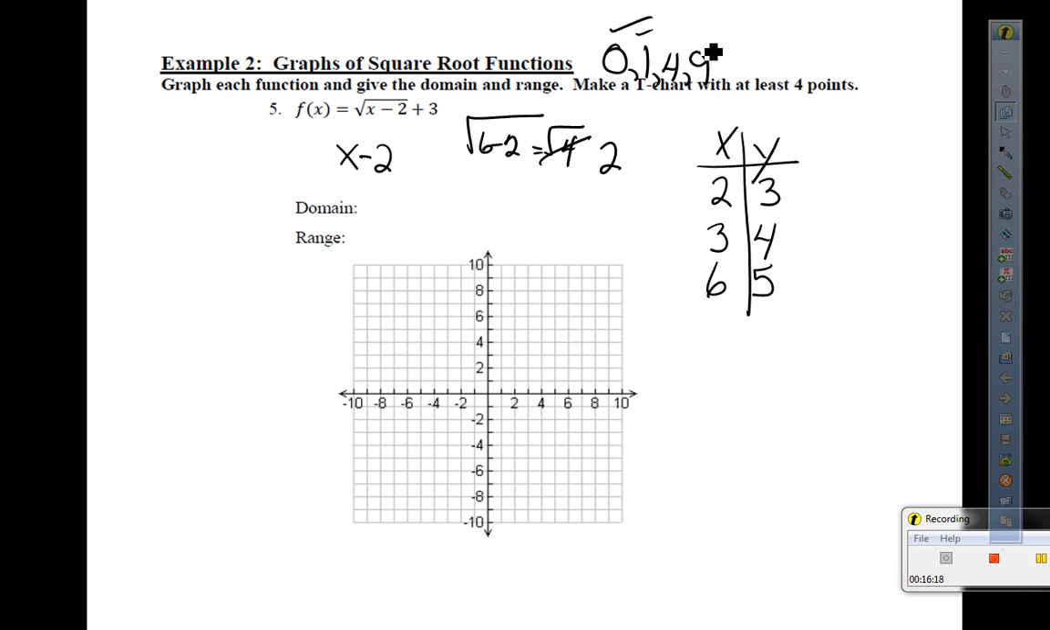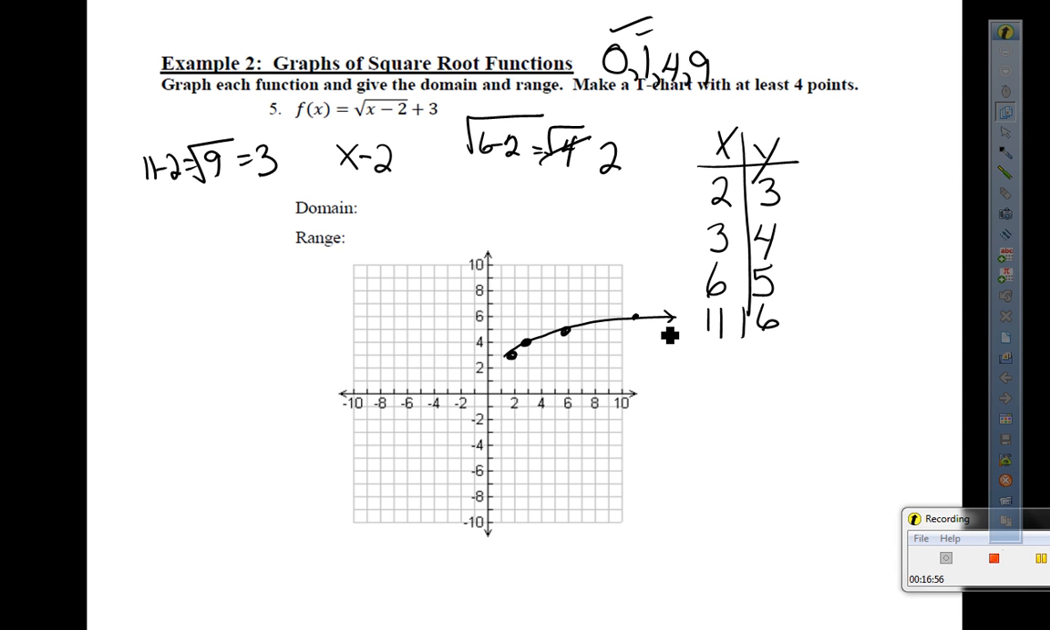And then turn it into a 9. So to turn this into a 9, looks like I better use an 11. And then here goes. 11 minus 2 is 9. The square root of 9 is 3. 3 plus 3 is 6. Now let's graph this thing. Over 2, up 3. There's my starting dot. Over 3, up 4. Over 6, up 5. And over 11, up 6. So I'm somewhere out there a little bit. But here's my graph.